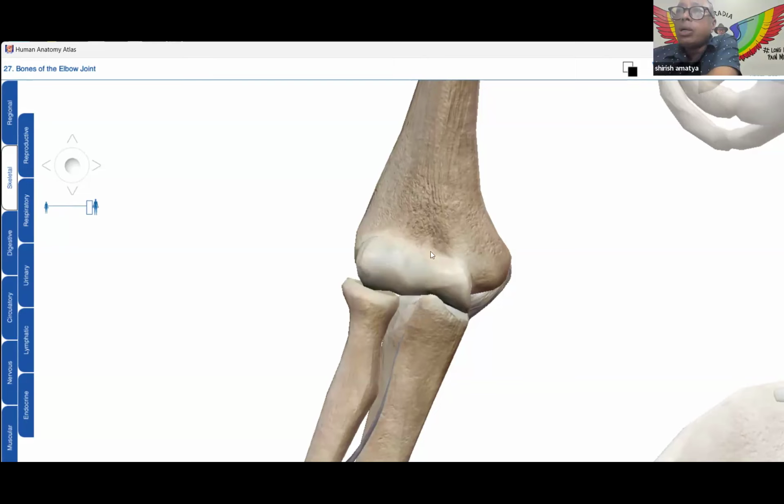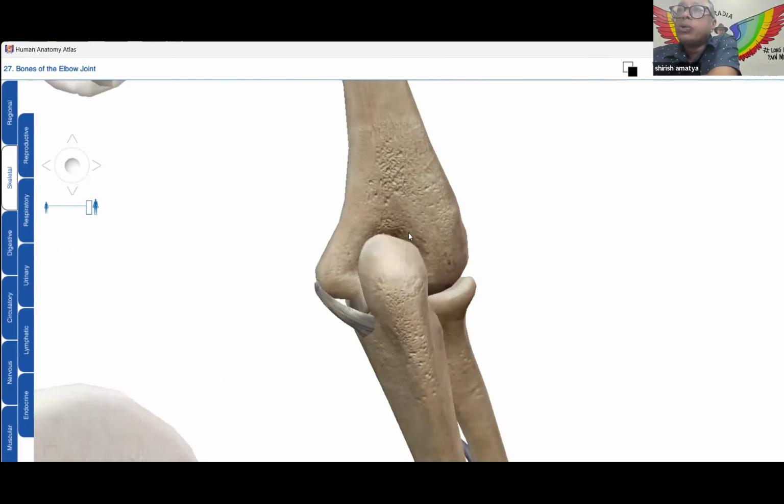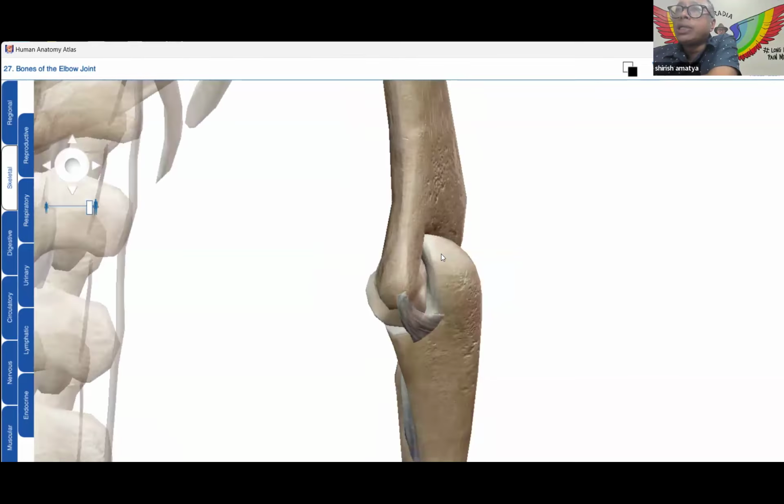Now let's see the posterior part of the distal end of the humerus. In this posterior part of the distal end of the humerus, there is also a big fossa here. This is known as the olecranon fossa, where the olecranon process, this is the olecranon process, as you can see, will go into this fossa when the elbow is completely extended. When the elbow is completely extended like this, this bony projection will go inside here.